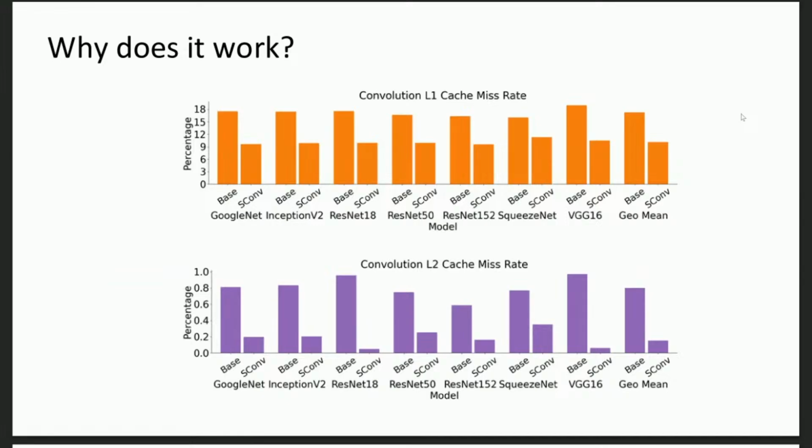All right, so why does it work? Actually, it's very simple. You're saving cache misses. Basically, we did a comparison, on the x-axis, for each model: the baseline and the SConv, which is our technique, reducing the cache miss rate for L1, and we are also reducing the cache miss rate for L2. So at the end of the day, it is improving locality, okay?